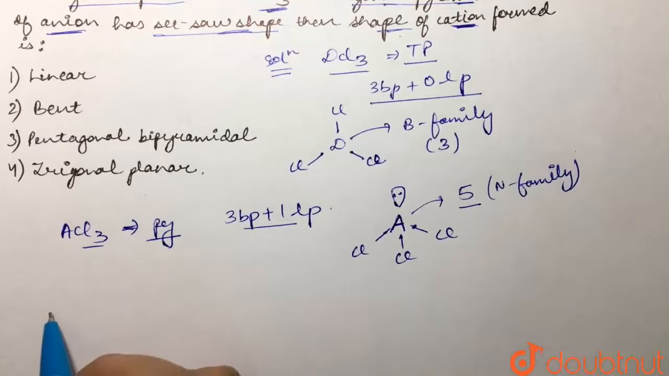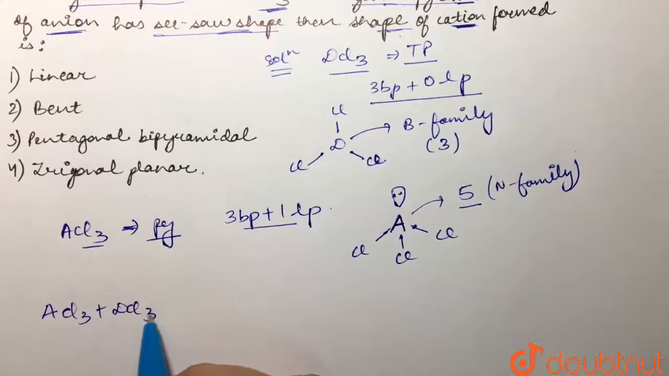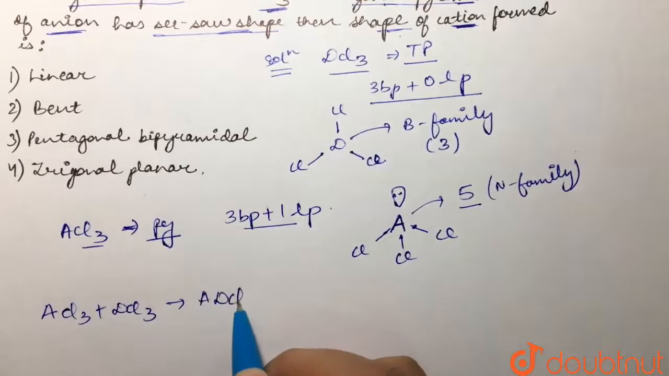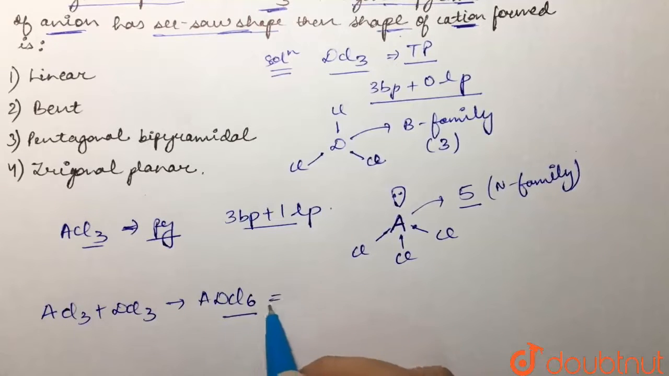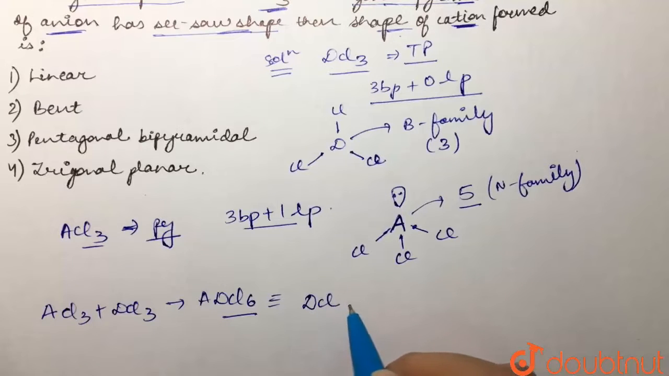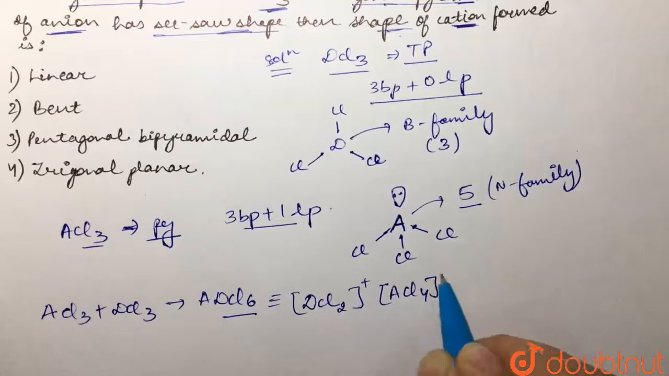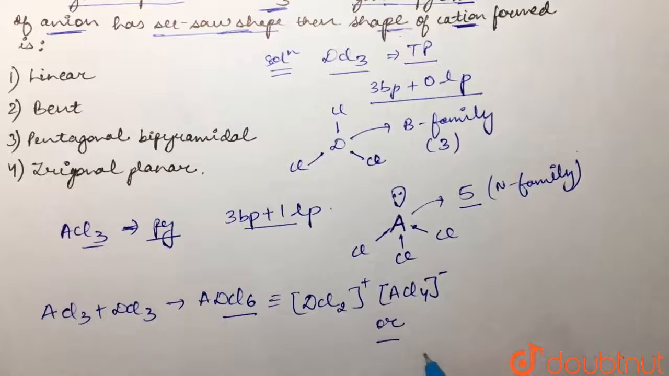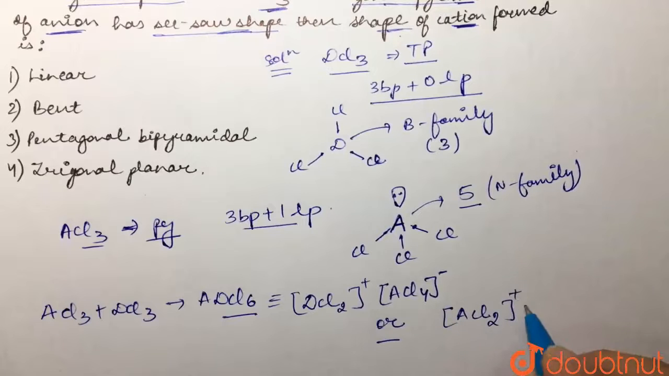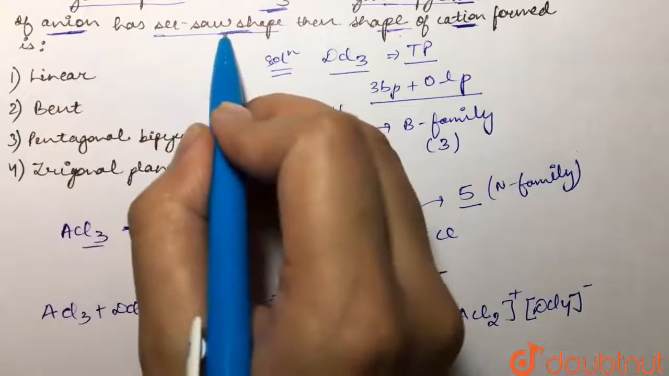Now what is the case we are given? ACl3 is reacting with DCl3 and forming ADCl6. That is basically existing like, first case can be that it can exist like DCl2 positive and ACl4 negative. Or the other case can be if we have ACl2 positive and DCl4 negative. Now they are saying that the anion has a seesaw shape.